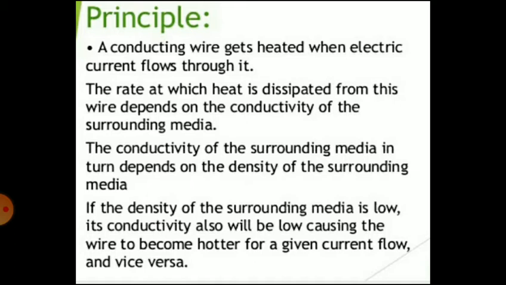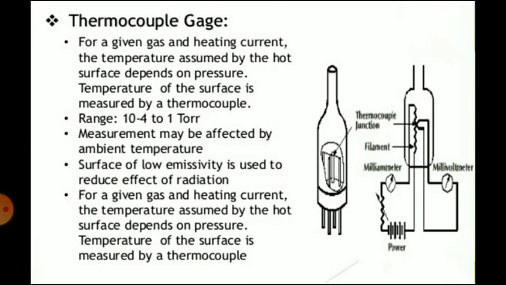In order to reduce radiation error, heat losses due to radiation must be minimized by using surfaces of low emissivity and by making the temperature of the cold surface as low as practically possible. The most commonly used types of conductivity gauges are of two types. First is the thermocouple gauge and second is the Pirani gauge. First we will see the thermocouple gauge.